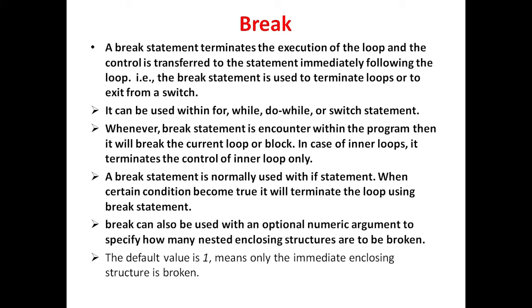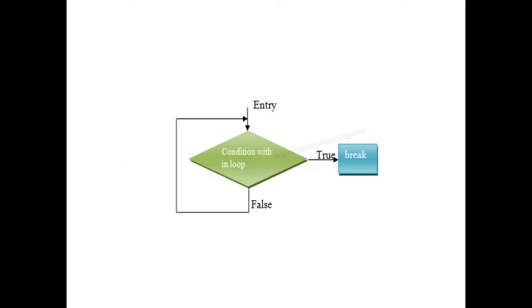Break can also be used with an optional numeric argument to specify how many nested enclosing structures are to be broken. The default value for the numeric argument is 1, that is, only the immediate enclosing structure is broken. The flowchart for explaining the break statement is: at the entry point, it will check conditions within the loop. If the condition is false, it will continue to execute the loop, and if the condition is true, it will break the loop.